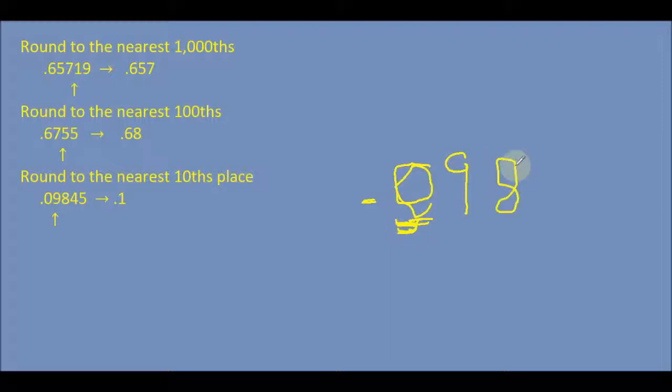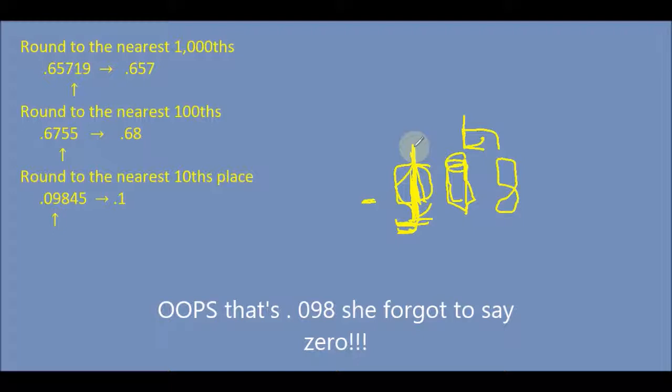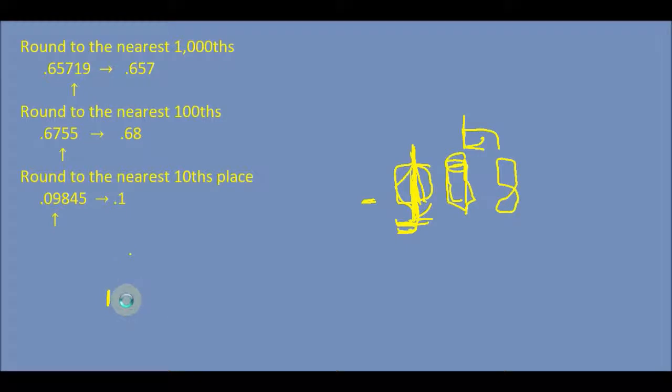So that means to move this one up. If we move it up, what do we get? We get 10 cents. So we make this a 0, and we make this a 1. So we find out that 0.098 is closer to 10 cents. We're rounding it off. Now, if you see here, it just says 0.1.